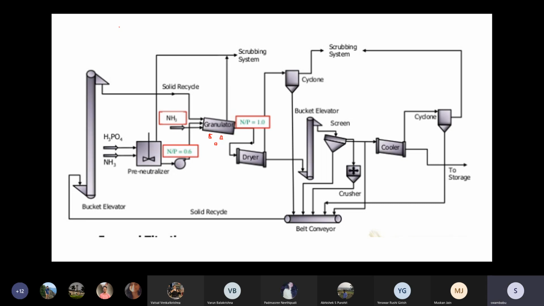So we use a prilling tower. We used a prilling tower in the urea production process to produce urea granules. Instead of that, here we're using the rotary granulator. So what does this rotary granulator look like?